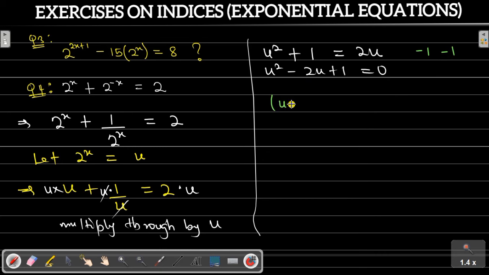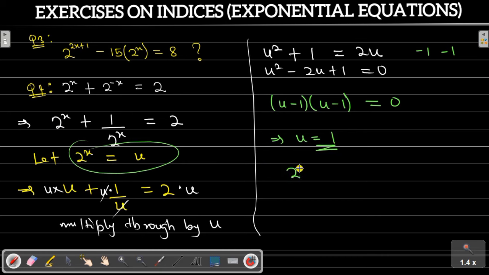So open our bracket, we'll have u minus 1 and u minus 1. That means the solution is going to be repeated. Here we will now have u is equal to 1 and 1, that's 1 two times. Bringing it back to this, we will have 2 raised to the power of x is equal to 1. We can easily put that in base 2, which is 2 raised to the power of 0, and therefore x is equal to 0. That's for number 3.